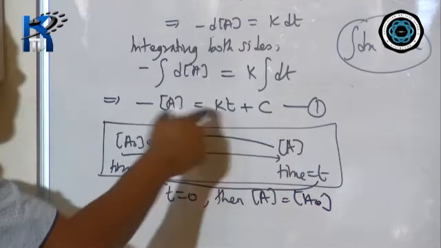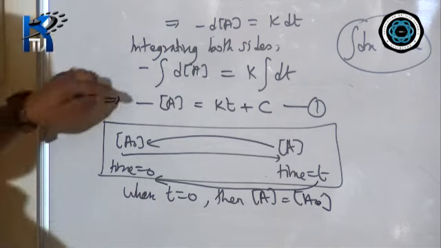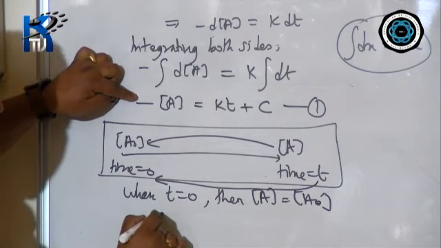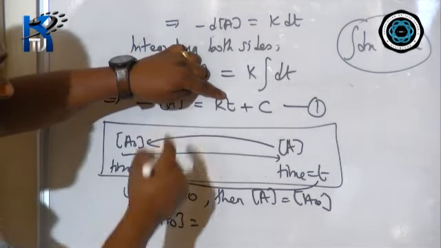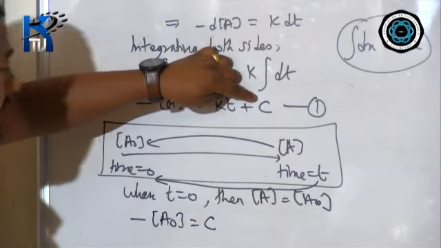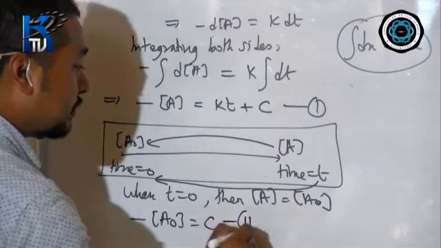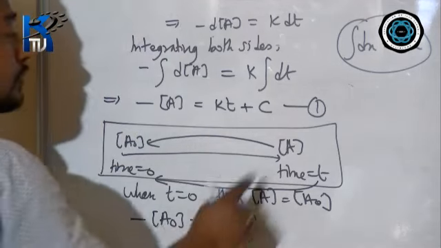So substitute this in equation 1. So now look out here. Minus, I am replacing A with A0. Time is 0, so 0 into K is 0. No need to write. So what remains here is simply C. Let it be equation 2. Now you are going to put equation 2 in 1.